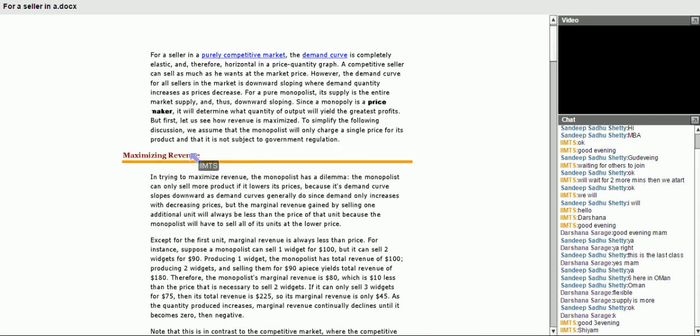So over here, we will assume that the monopolist will only charge a single price for its product and it is not subject to government regulation. Yes, this is an important feature of pure monopoly. Under a pure monopoly market situation, the monopolist is the sole controller of the supply of goods. So he is the price maker and he is also authorized to charge different prices for the same quantity from different people.